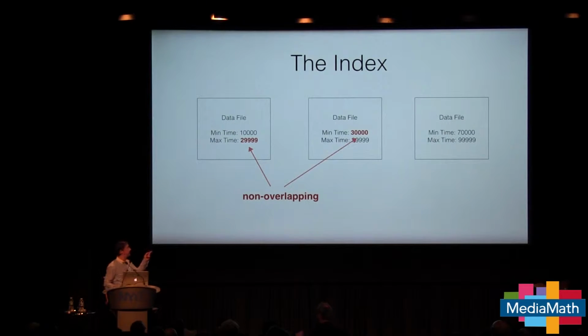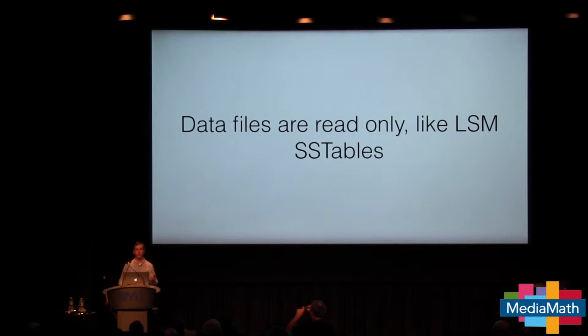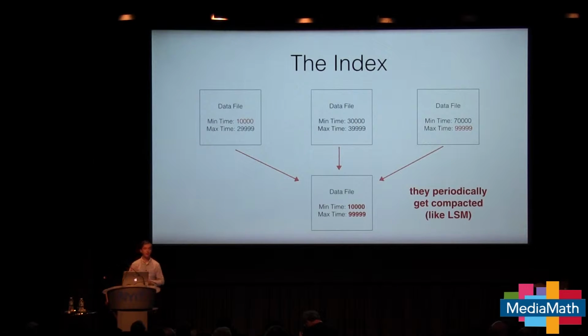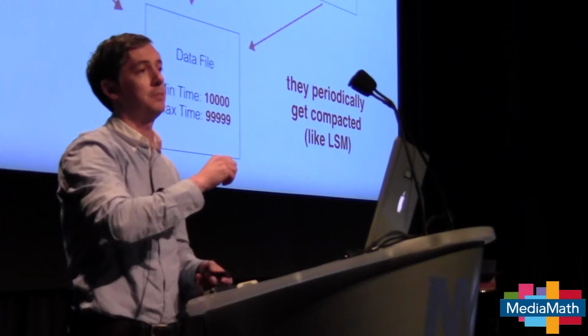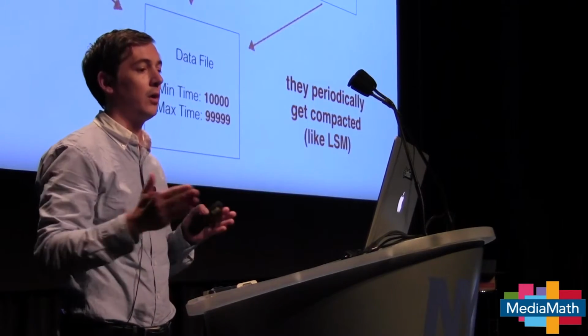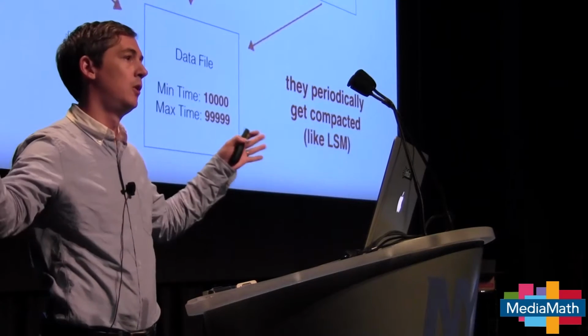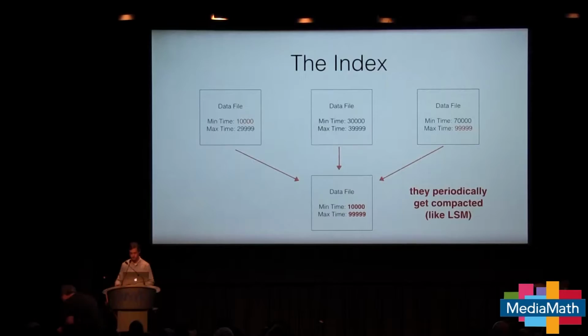The other key thing is that these data files are non-overlapping. They have the exclusive block of time each. So I mentioned before, data files are read-only. They're very much like SS tables in LSM trees. And the other thing that makes it very similar to an LSM tree is that periodically a background process will run, and it will compact these data files into one larger data file, which is good for us because it keeps the file count low, and we also are able to achieve better compression when we compact more data together.